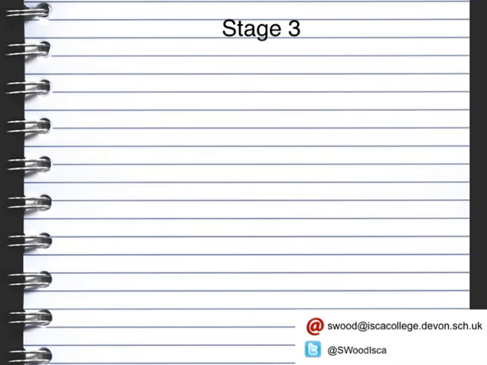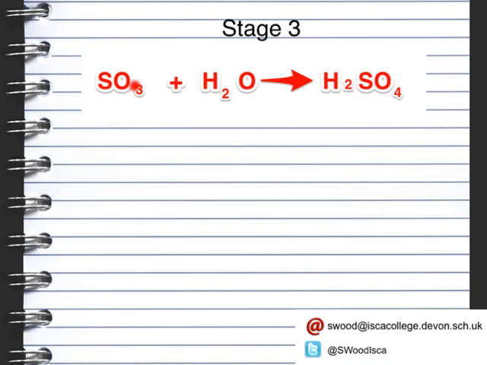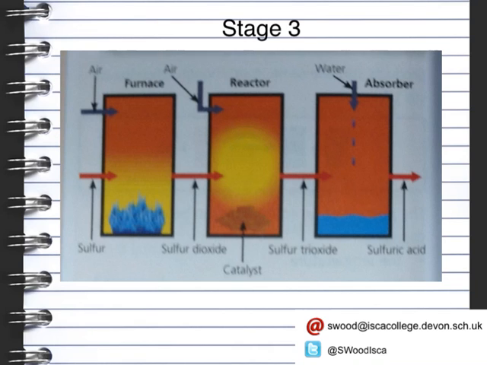Stage 3 happens as the last stage, and this is where we actually produce the sulfuric acid. The sulfur trioxide made at stage 2 is then reacted with water, which is our next raw ingredient, and then we end up with our sulfuric acid. If we have a look at our diagram again, we can see here that the water is added to the absorber. The sulfur trioxide made from stage 2 is added, and we end up with that reaction.